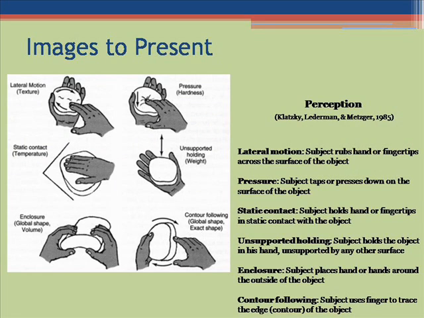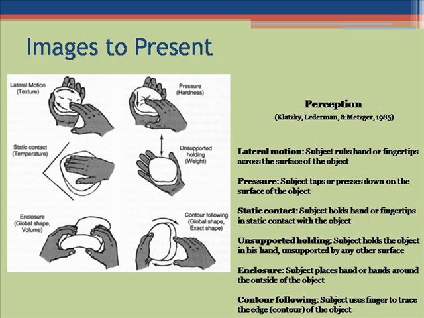The first is lateral motion. With lateral motion, a subject rubs their hand or fingertips across the surface of an object. The next method is pressure. With pressure, a subject taps or presses down on the surface of the object. The next method is static contact. With static contact, a subject holds their hand or fingertips in static contact with the object.